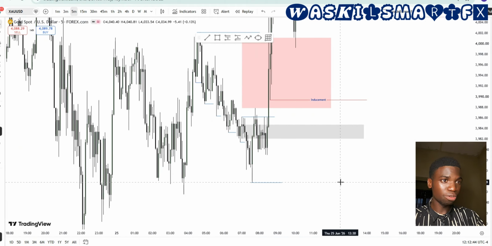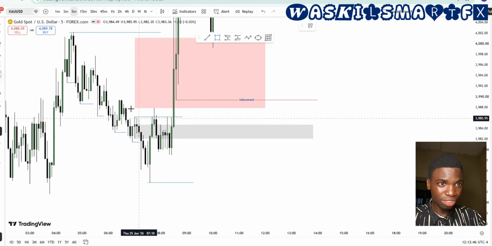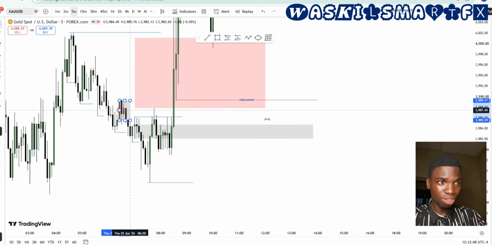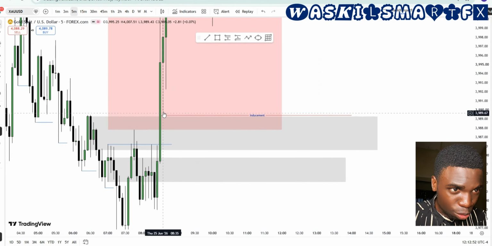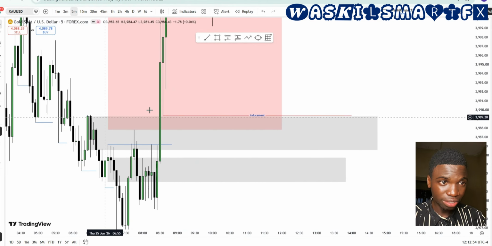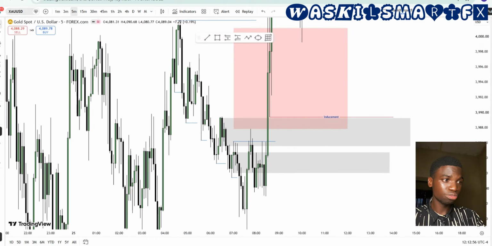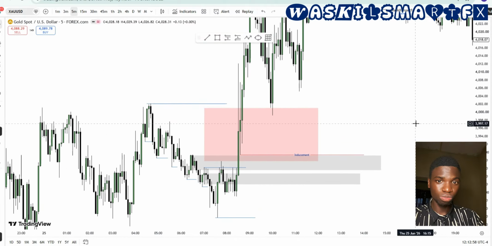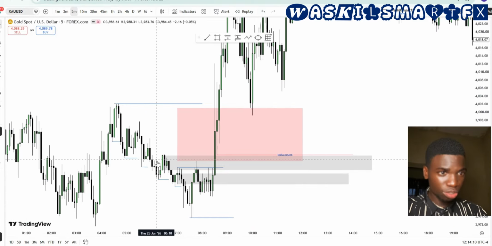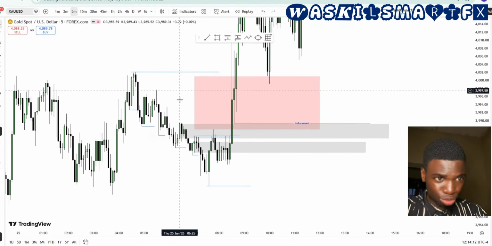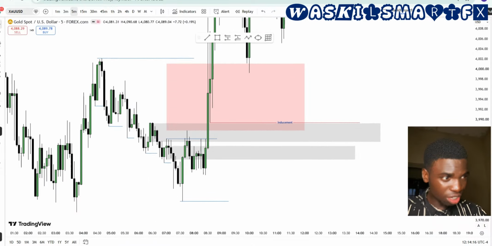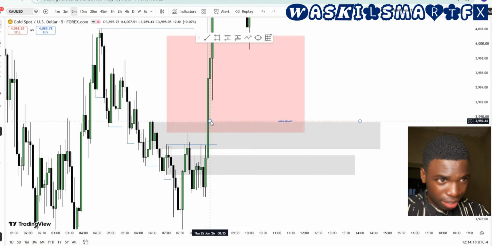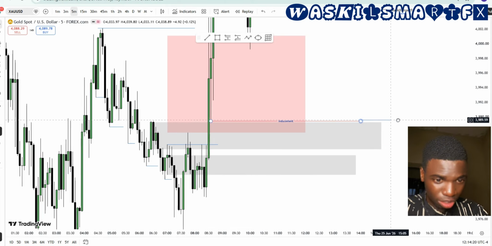So I have this breaker block, and I can also make use of this one here too, because you can see that the liquidity here has not touched it, right? So I can also make use of this. All right, so you can see this other breaker block here too, which the liquidity does not invalidate. You can see that it is just a little bit.